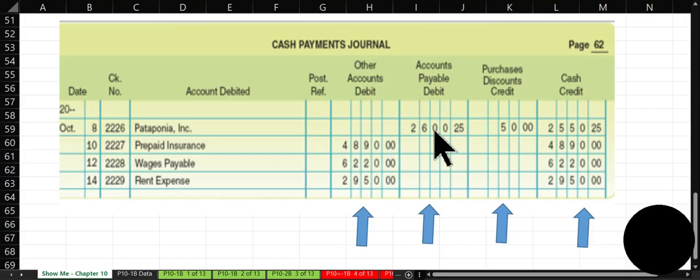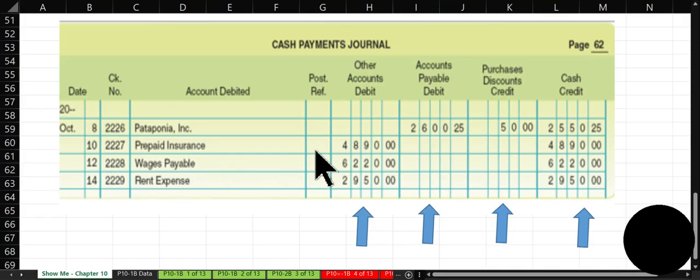So we are paying the supplier $2,600.25, but we are entitled to a $50 discount, and so the check would be for $2,550 and 25 cents. And you can see here again the same thing would apply for these other payments.